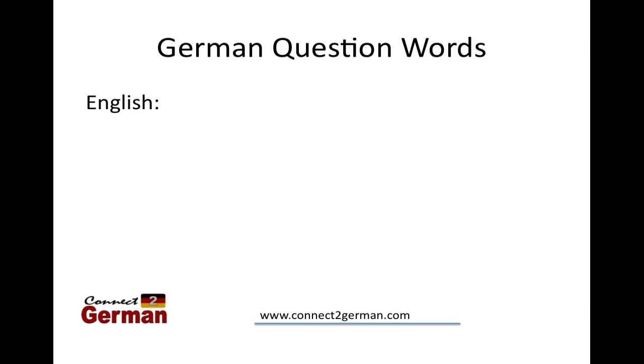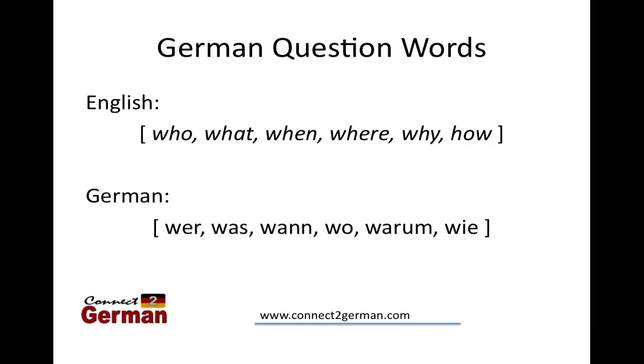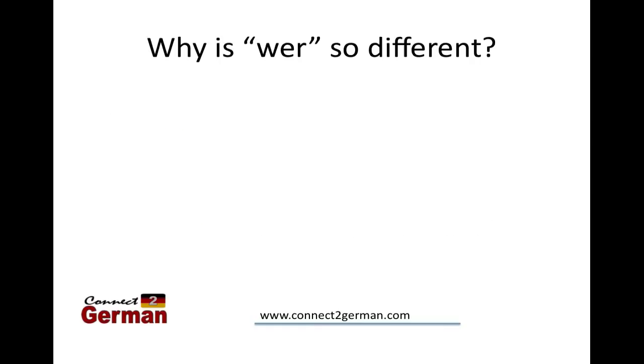Now, question words in English, I'll put up that list again: who, what, when, where, why, and how. These are their German counterparts in that order: wer, was, wann, wo, warum, and wie. And what we're really going to be focusing on, obviously, is the who. Not the band. Who. In German, it's wer.